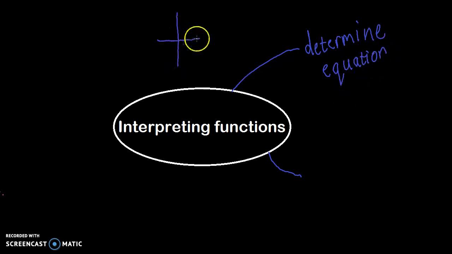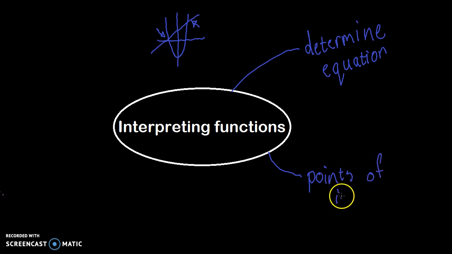Remember, interpreting functions usually involves two functions on the same set of axes. So you may need to use the one to determine the equation of the other by using the points over there and over there. Now, speaking about those 2 points, those are called the points of intersection.